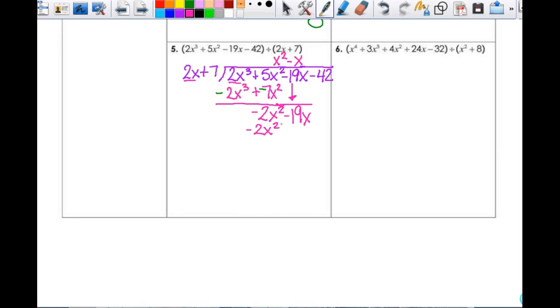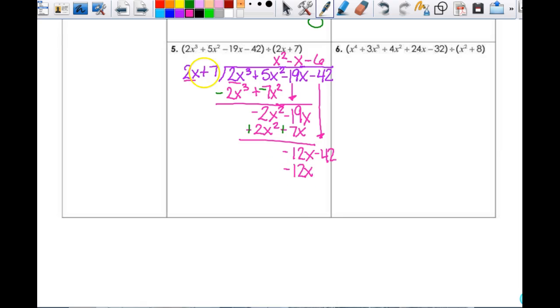Negative x times 7 is negative 7x. I go through and change my signs. The first set zeroes out, which is what you expect every time. And then this becomes negative 12x. And I bring down my negative 42. So then 12x divided by that 2x gives me what? 6, positive or negative? Negative. Negative 6. So this gives me negative 12x.